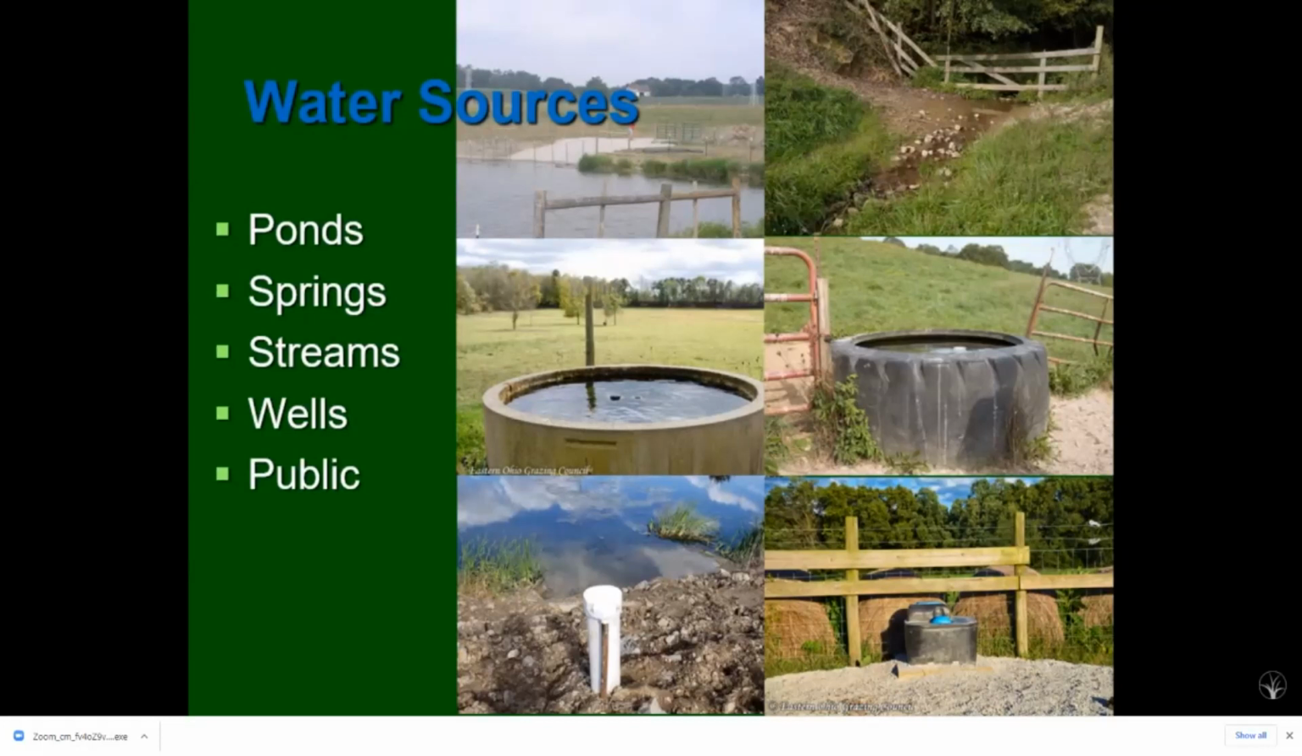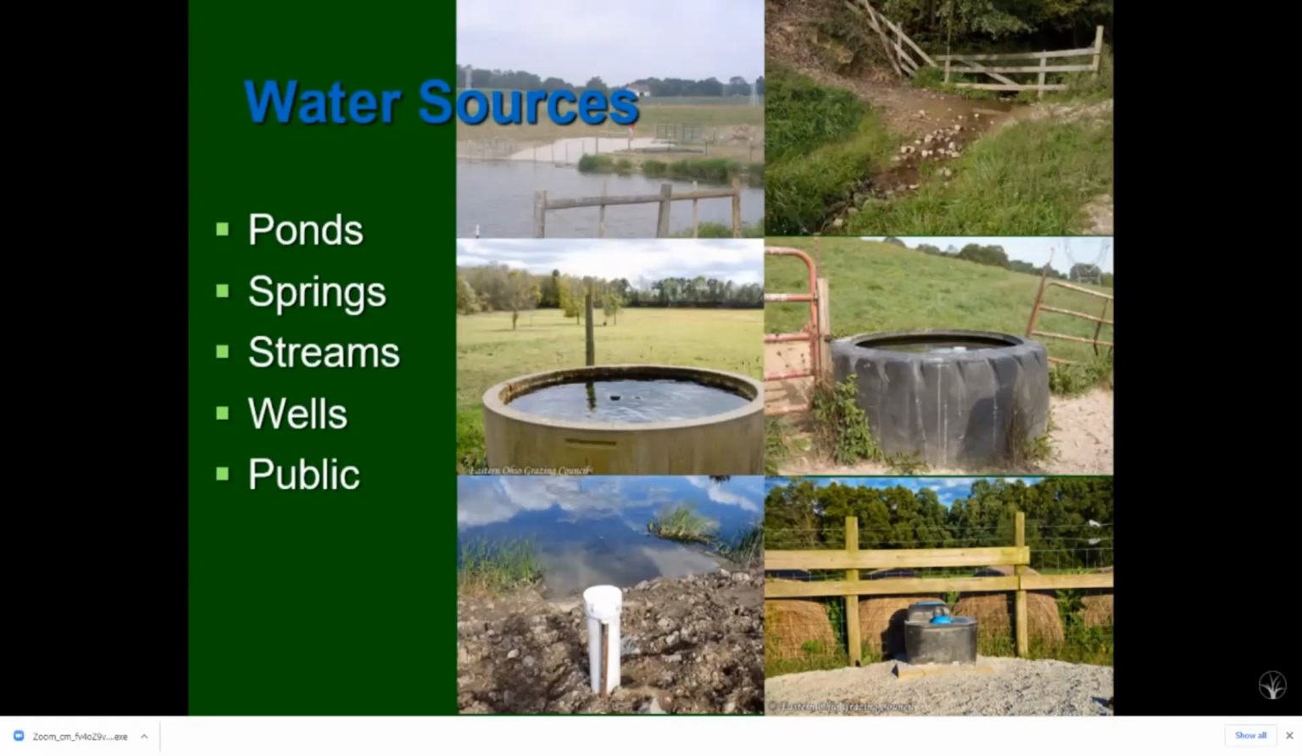And so that takes management, and that's what we're talking about here, managed grazing. We need to manage those streams if we're going to use them for water, to make sure that we don't cause problems for someone further down the stream or for ourselves. The next one I'll talk about is springs or seeps.